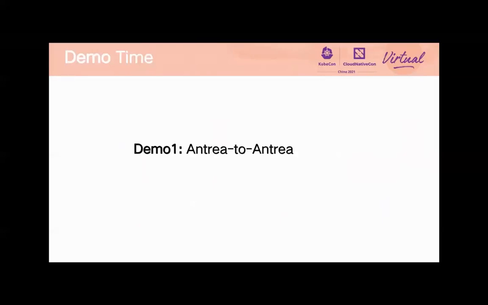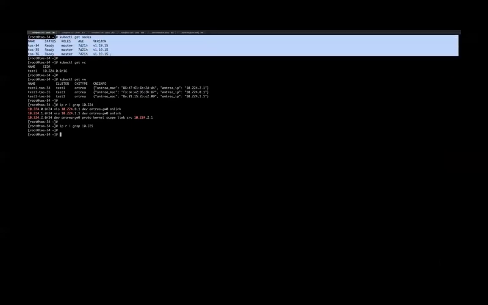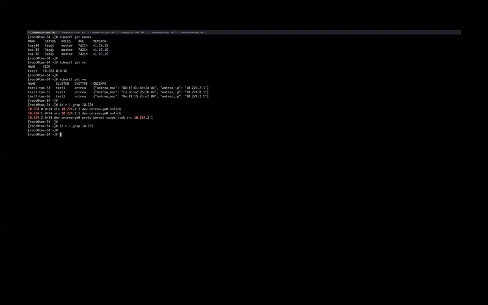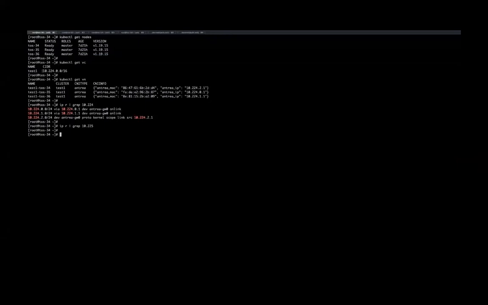The first demo will show you how to connect the network between Antrea clusters. Look at the first cluster. There are 3 nodes. The name of cluster 1 is test1, and its pod IP block is 10.224. And look at the Antrea resources information. You can see the nodes. The count of them is 3. All of them belong to the test1 cluster. Their CNI type is Antrea, and contain some more information.